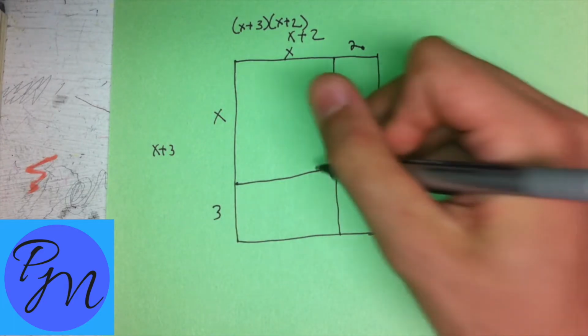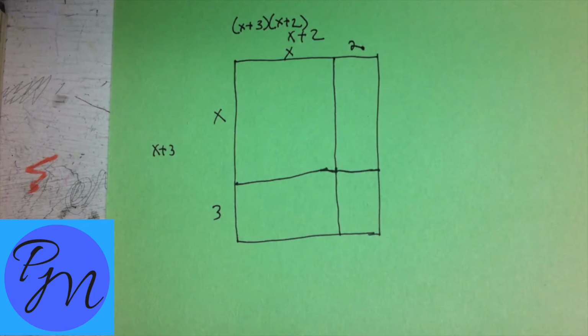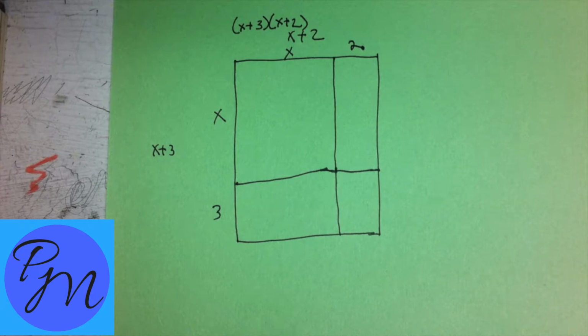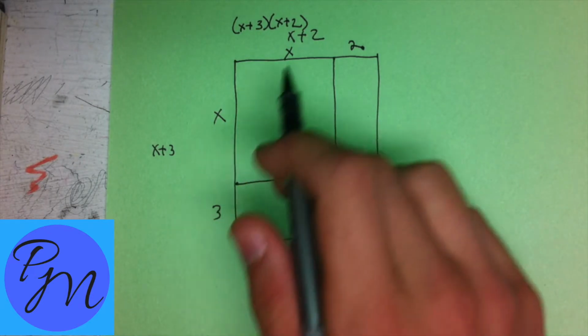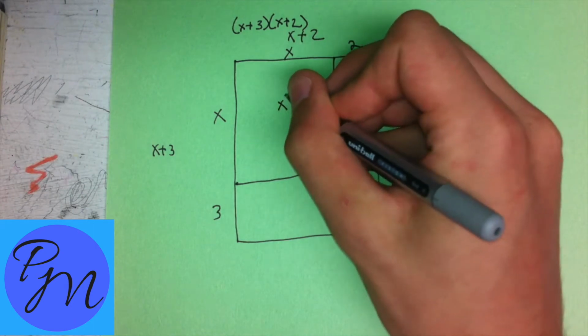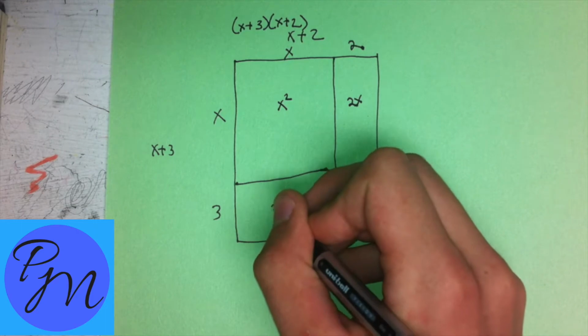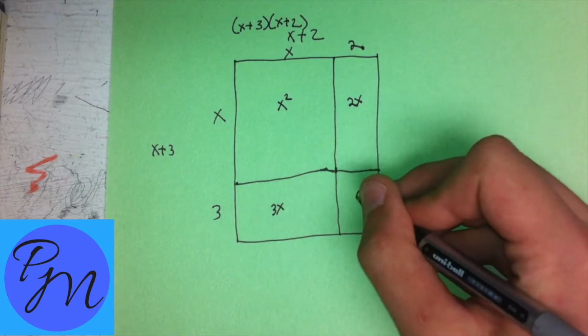And so what we're doing is we're just breaking the original rectangle down into more manageable pieces, because we don't know what x plus 3 times x plus 2 is. And so when we break it into smaller pieces like this, we can say, well, x times x is x squared, so this area is x squared, and this is 2x, and this one over here is going to be 3x, and 3 times 2 is 6.